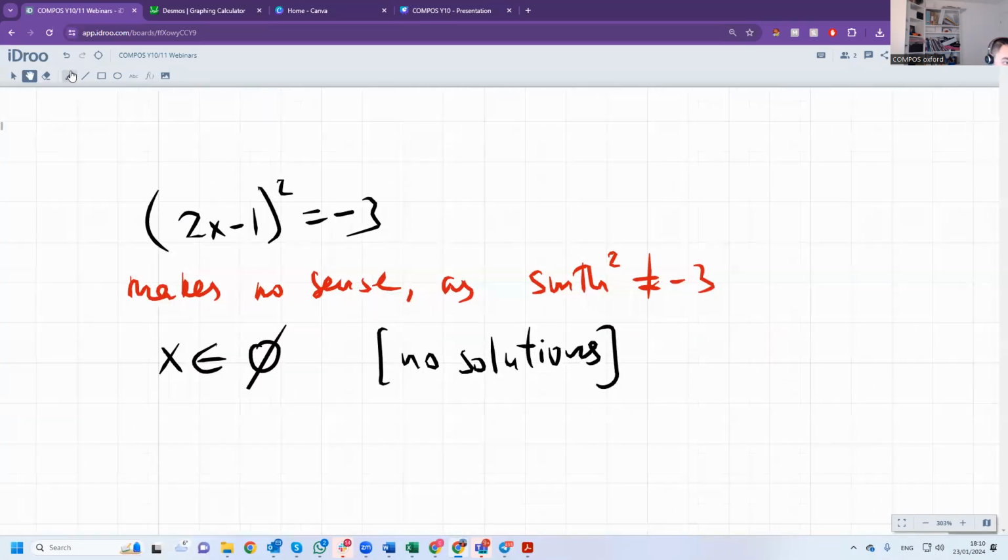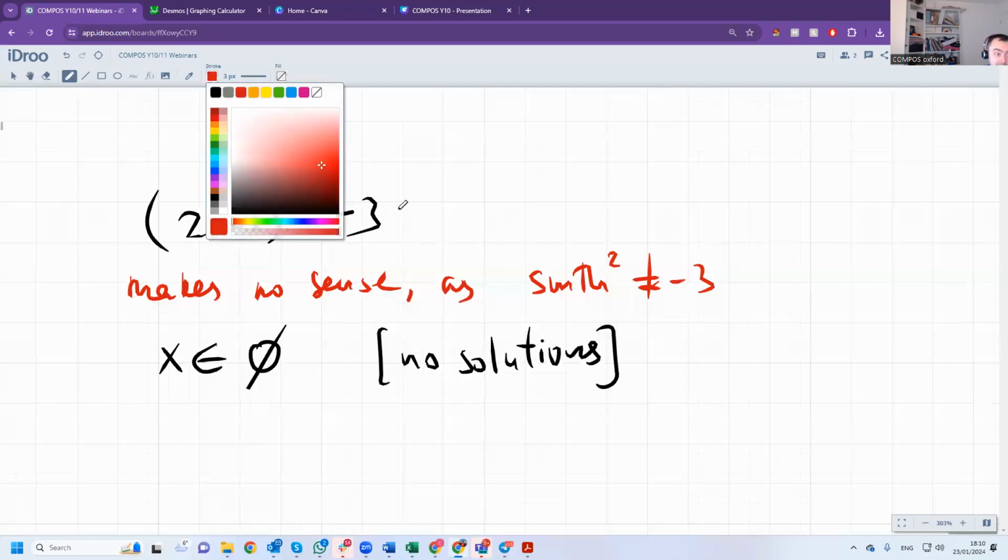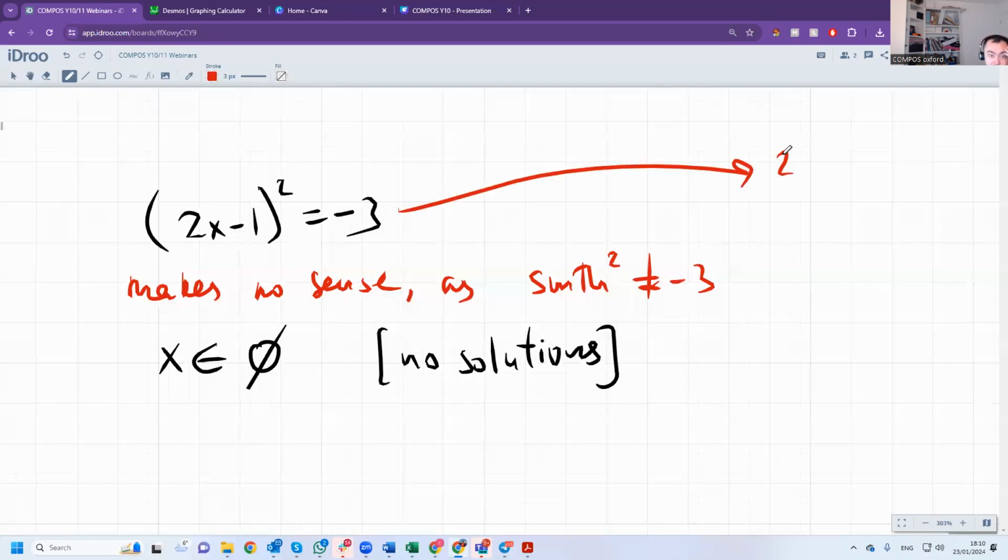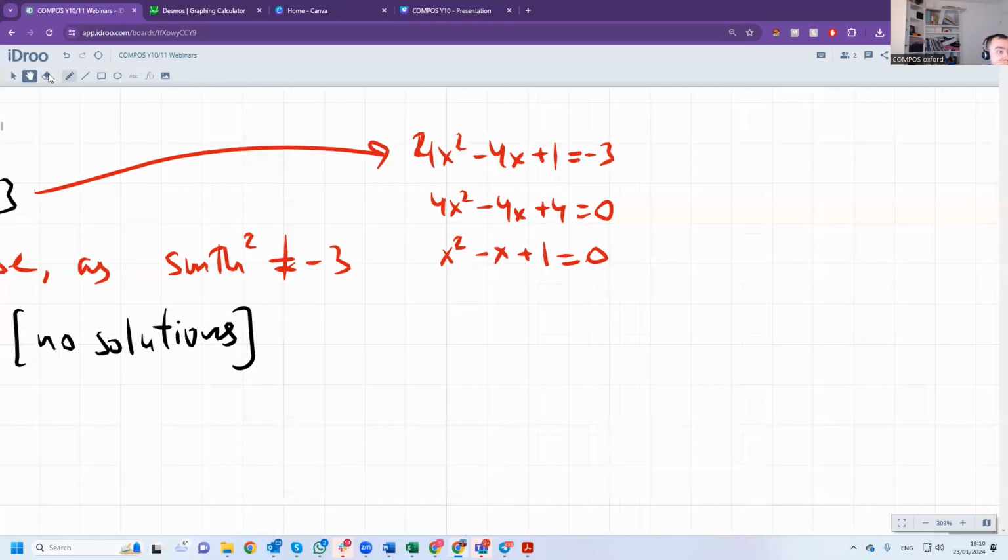If we expand, we get the same result, of course, because if we expand, we get 4x squared minus 4x plus 1 equals minus 3. So 4x squared minus 4x plus 4 equals 0. Divide by 4, so x squared minus x plus 1 equals 0. And if you try to solve that, x is equal to minus 1 plus minus square root of 1 minus 4, and 1 minus 4 is minus 3. So no solutions.